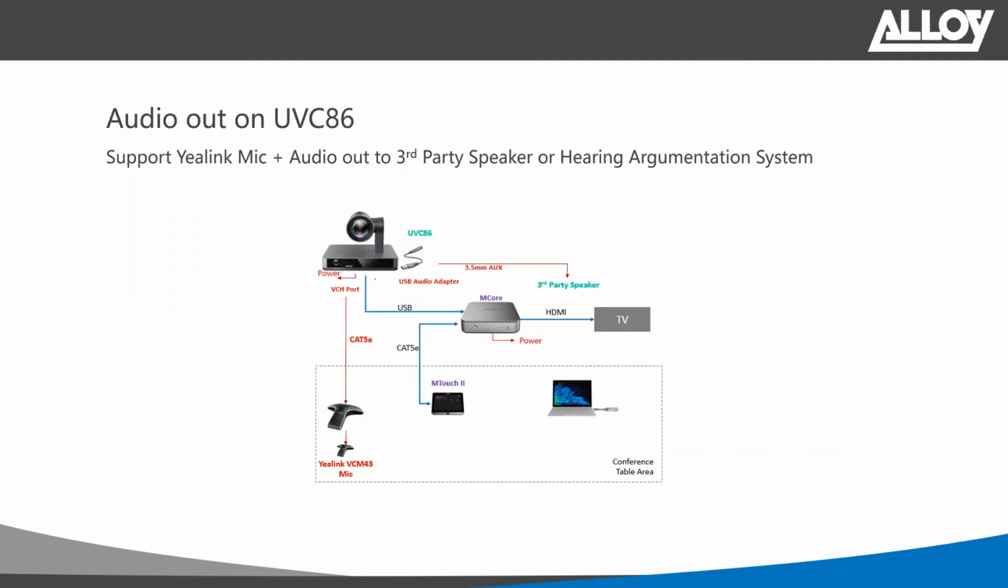So if we are using third-party speakers, we can still utilize existing Yealink microphones. We can still use the ceiling mics, the tabletop mics, the wireless mics. We can still utilize those microphones, or Yealink's own microphones, with third-party speaker options. As long as the audio in and the audio out is being processed by the camera, we're still going to have full echo cancellation and have control of that audio experience.